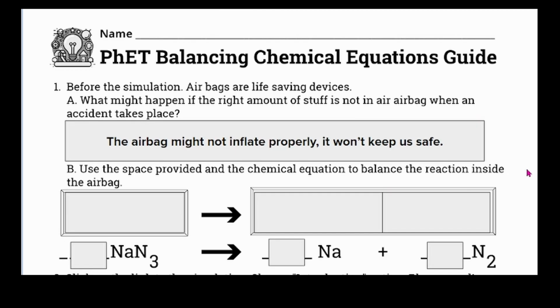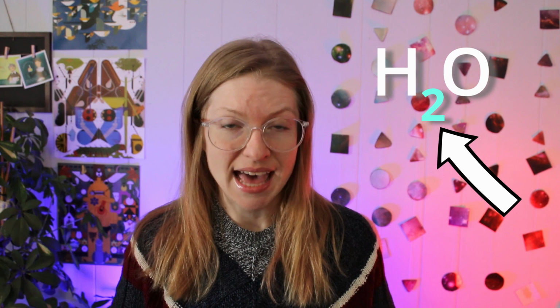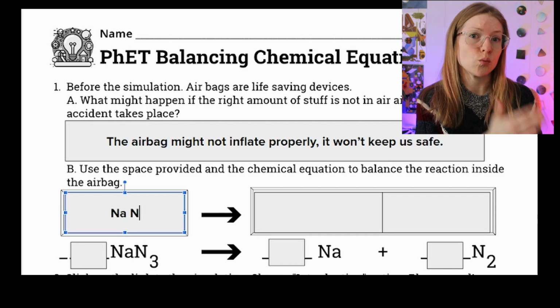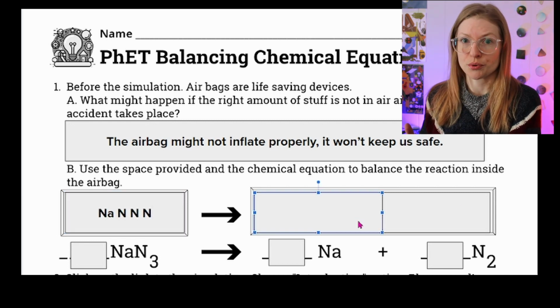Now, use the space provided in the chemical equation to balance the reaction inside the airbag. This can seem a little daunting, but remember that the subscripts tell us how many of that atom type there are. If there's no number, that means there's one. Let's go ahead and just start by making one of each molecule or atom.